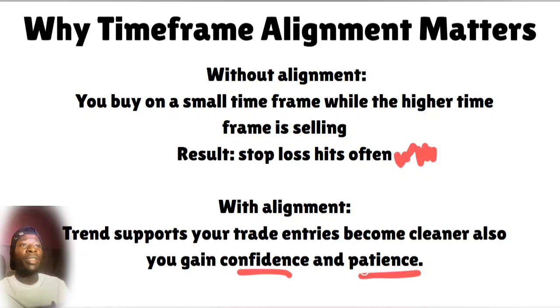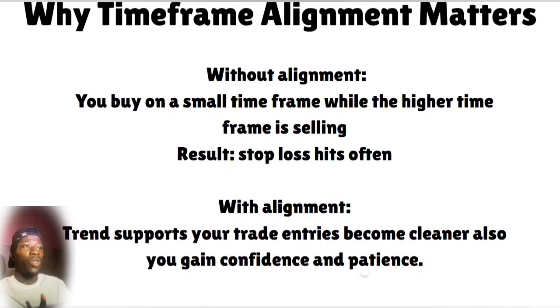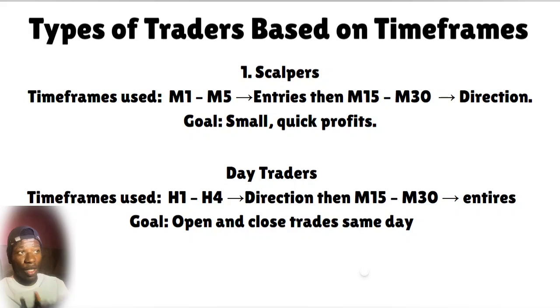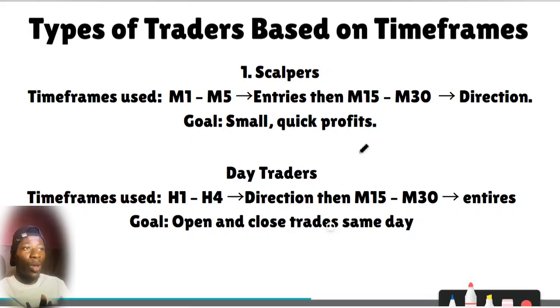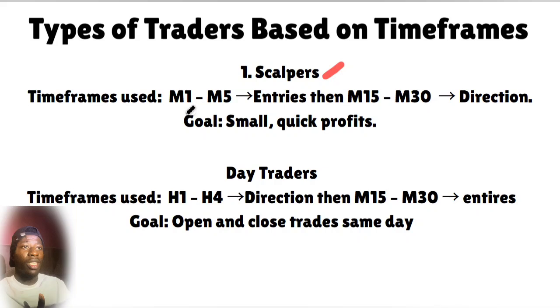So moving on, the types of traders we have, that's what we're going to be talking about, right? Now we have the scalper traders, and their time frames are mostly 1 minute to 5 minutes for entries, right? Then they look at 15 minutes and 30 minutes for market direction, right? The goal of a scalper is to make small and quick profit, right? That's the goal of a scalper.